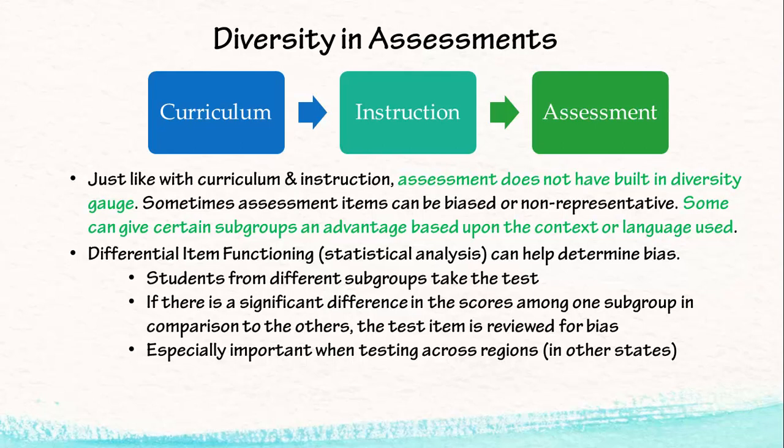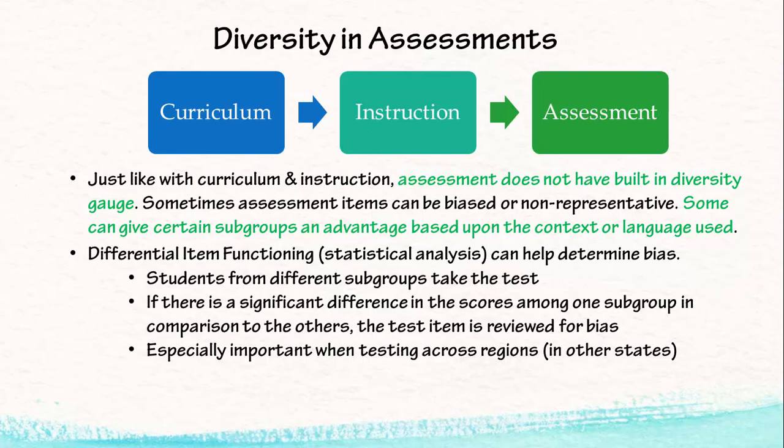There is something called differential item functioning, which is a statistical analysis that they use on assessment items to help determine if there is any bias. The process is that students from different subgroups will take the test. So different genders, different races, different social classes, even students from different regions of the state or the nation will take the same tests, getting the same items. Then they will look at how these subgroups did on the items.